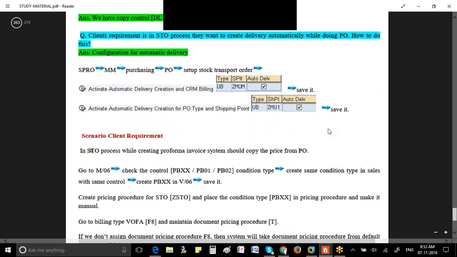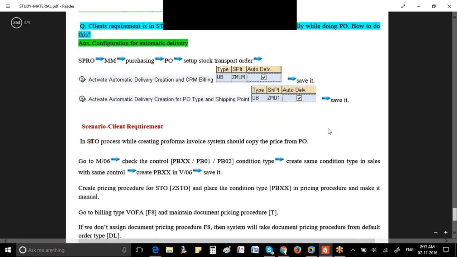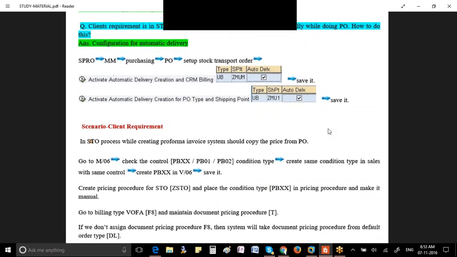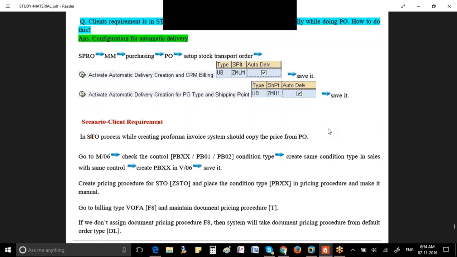Okay, and this is one important thing. If you remember in the copy controls when we were discussing VTFL, I took you to the field called price source, and I told you that we have two options, A and N. A means the price should be copied from the purchase order, N means the price should be copied from the shipping document, the shipment document that we will be discussing in LE. I hope you remember that, right?